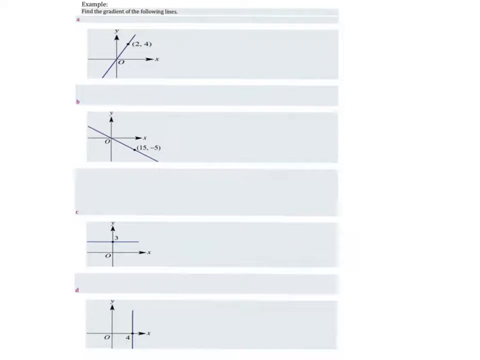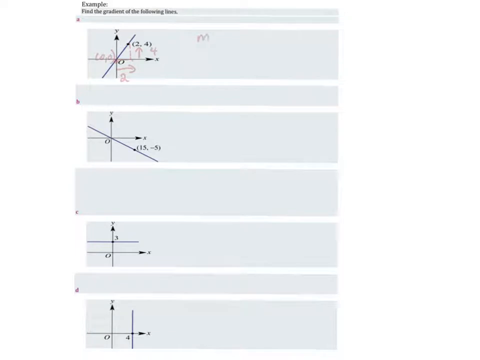Find the gradient of the following lines. There's a couple of ways you could do this, but let's stick with our rise over run method. And so what I'm going to do, I'm going from this point here, which is 0, 0. It's always the origin, 0, 0. So to go from this point and across, I'm going across 2 places. And from here going up, I'm going up 4 places.